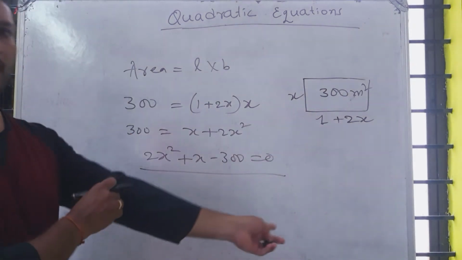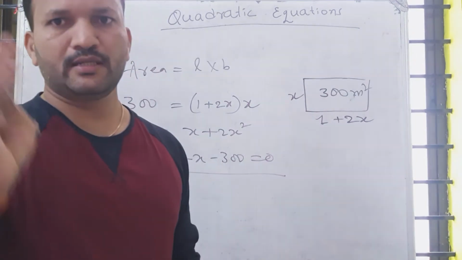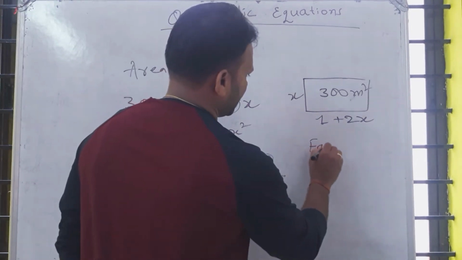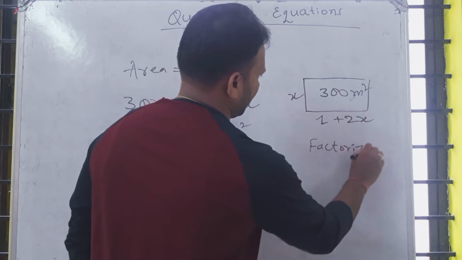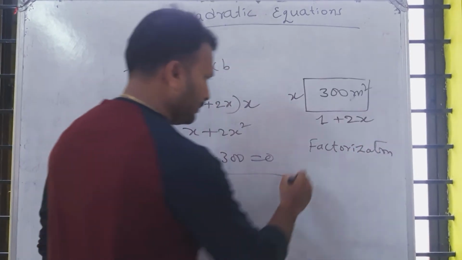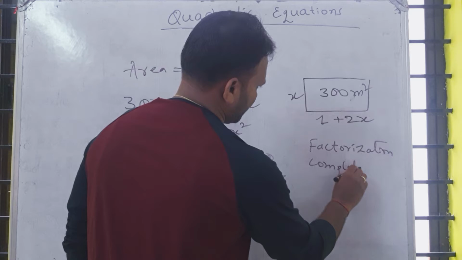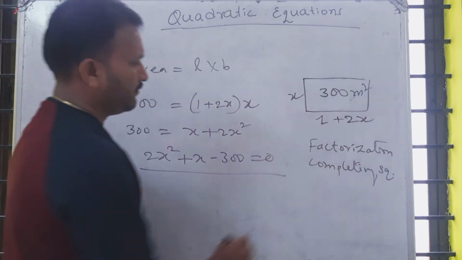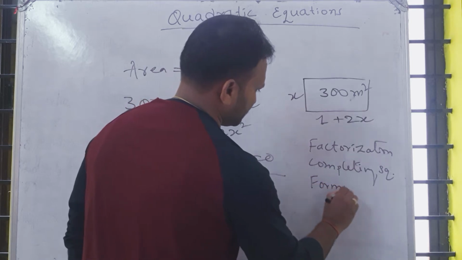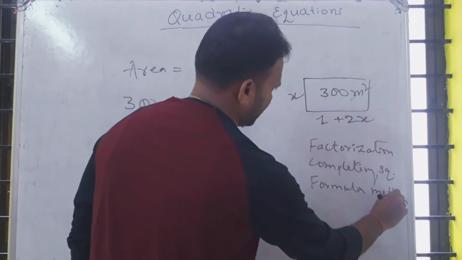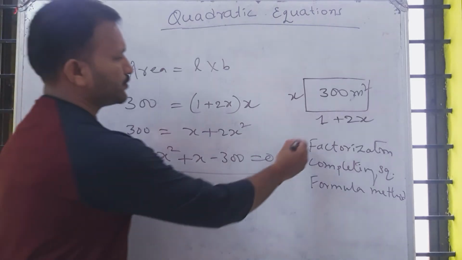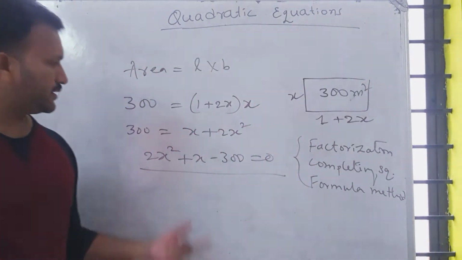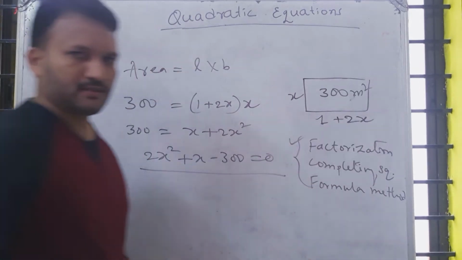So how can it be calculated? There are as many as 3 ways to calculate: the factorization method, completing square method, and formula method. Any one of these can be used to get the length and breadth of this area. So let us take the factorization method.